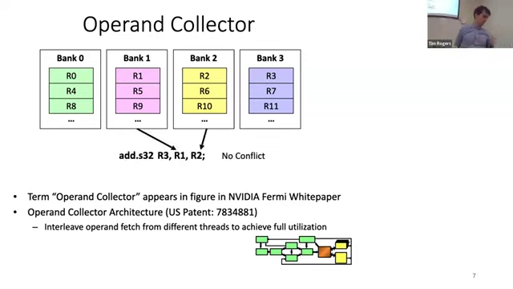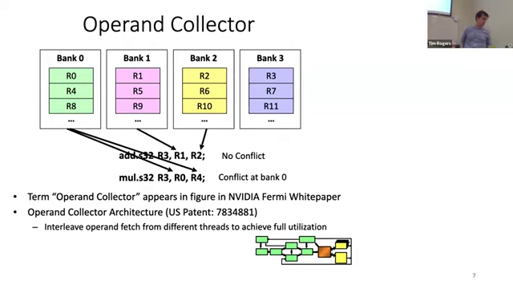And the bank conflict thing, hopefully this is intuitive to you, right? If R1 and R2 are coming from different banks, then there's no conflict, there's no problem. If R0 and R4, for example, are coming from the same bank, then there is a conflict and you're going to have to serialize.